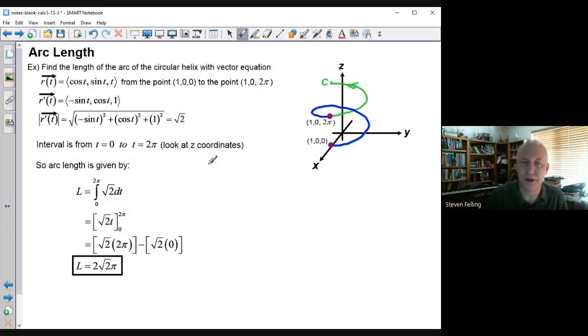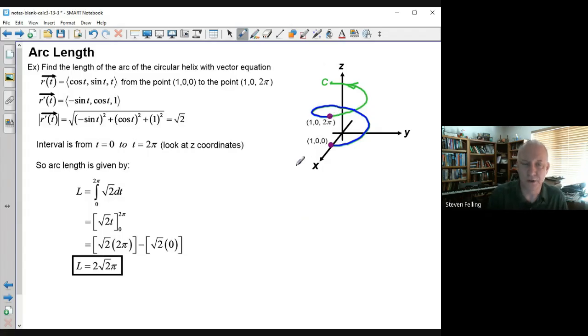Let's say that we wanted to find the length of the arc of the circular helix with the vector equation that r, the position vector, is cosine t in the x direction, sine t in the y direction, t in the z direction. So it's a counterclockwise spiraling helix. And we want to go from the point (1, 0, 0) on that helix around this blue curve and stop at this location here. So we want the length of this curve in 3D space. Now at this point, we're back to 1 for x and 0 for y, but now z, which is also the t, went from being 0 to pi over 2 to 2 pi.